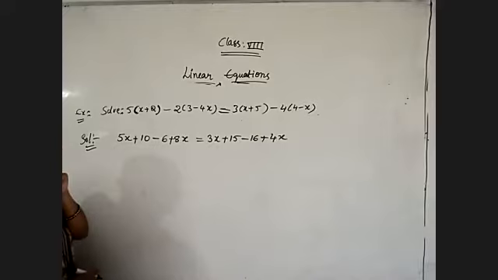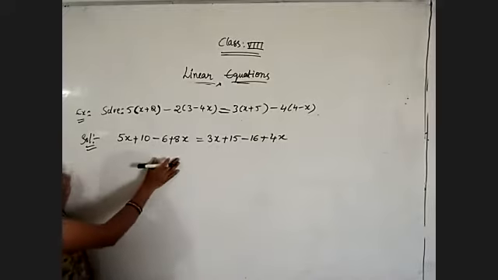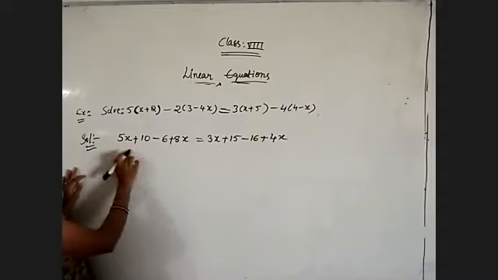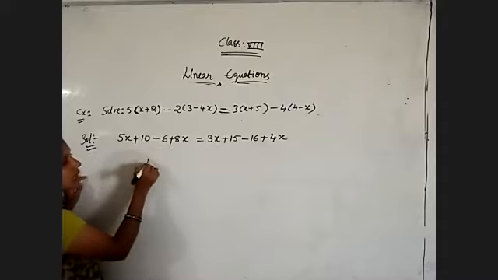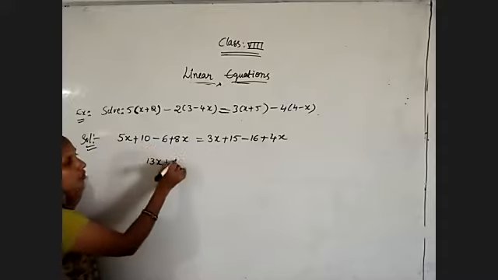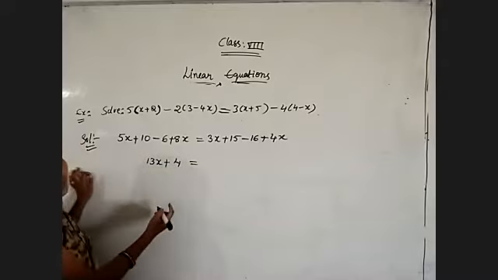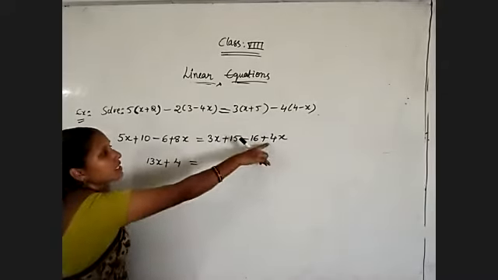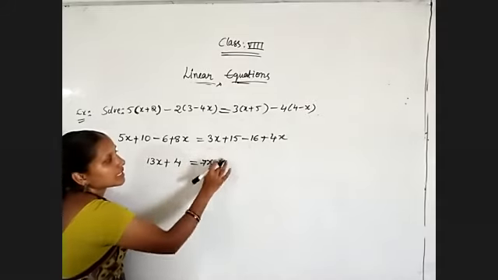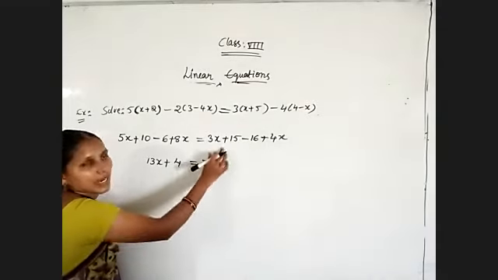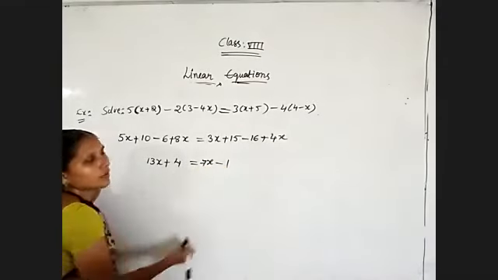After that, first of all simplify the LHS. Here so many terms are there, and like terms also we have: 5x plus 8x, so 13x, plus 10 minus 6, 4, equal to 3x plus 4x, 7x, plus 15 minus 16, sorry, 16 minus 15, that is minus 1 we will get.